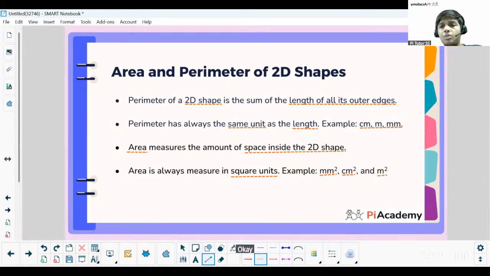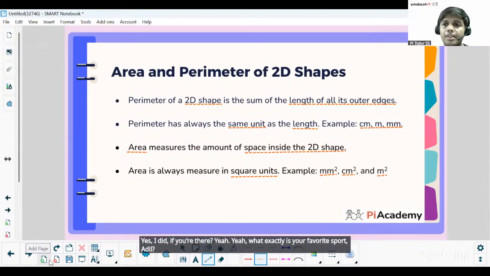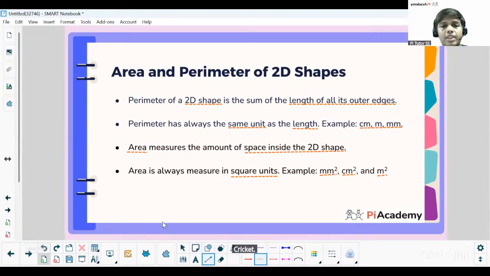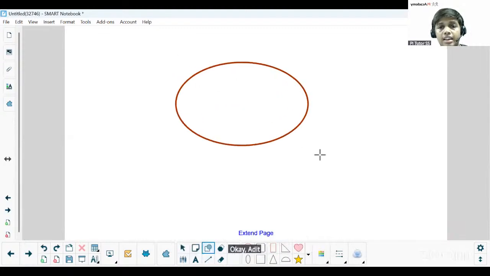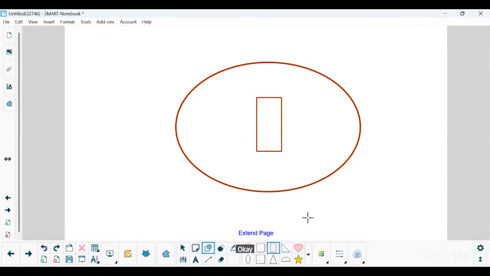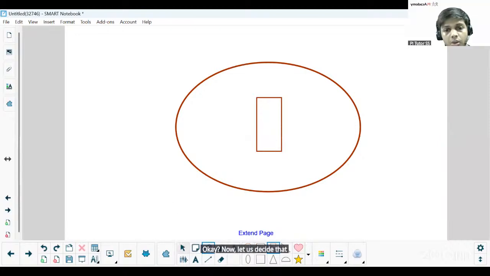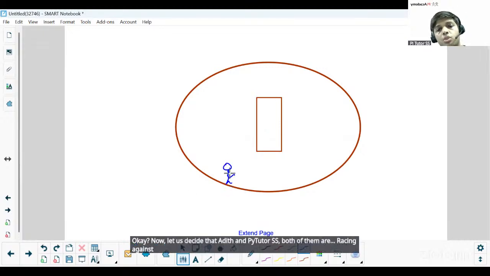Okay. Now I want to ask Adit as to what exactly is your favorite sport? Yes, Adit, if you're there. Sorry, what did you say? What exactly is your favorite sport, Adit? Cricket. Great. So let us say we are present in a cricket field. Okay, Adit? Now this is how exactly a cricket field would look like. Now there is a pitch as well in the middle. Now let us decide that Adit and Pi Tutor SS, both of them are racing against each other. Who is going to win the race, Adit?